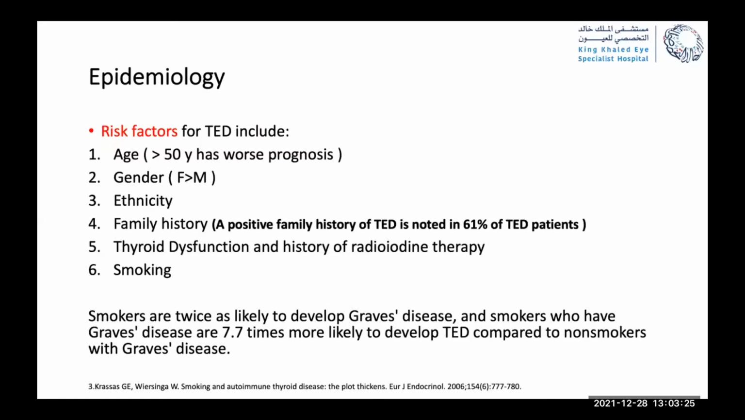Risk factors for thyroid eye disease include age, where more than 50 years has worse prognosis, gender, more common in females, ethnicity, and family history. A positive family history of thyroid eye disease is noted in 61% of thyroid eye disease patients. Other risk factors are thyroid dysfunction, history of radioiodine therapy, and smoking. Smokers are twice as likely to develop Graves' disease in general, and smokers who have Graves' disease are 7.7 times more likely to develop thyroid eye disease compared to non-smokers with Graves' disease.